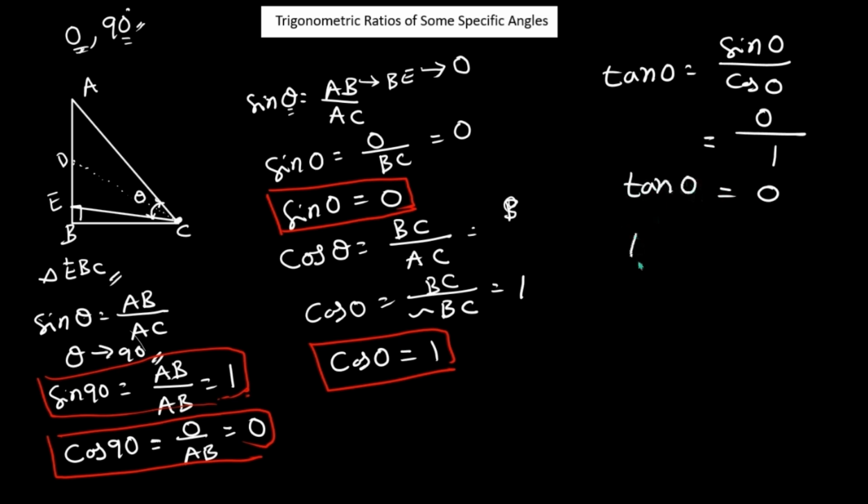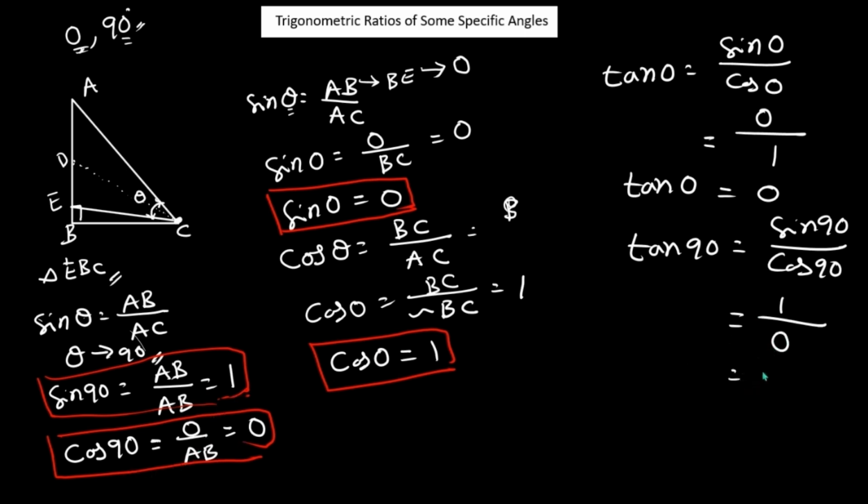Let's take similarly tan 90, which is equal to sin 90 by cos 90, right? What is sin 90? It is 1. What about cos 90? It's 0. So anything by 0 is undefined, right? We cannot divide by 0, and that's why they call it undefined. We'll get an undefined number for tan 90.